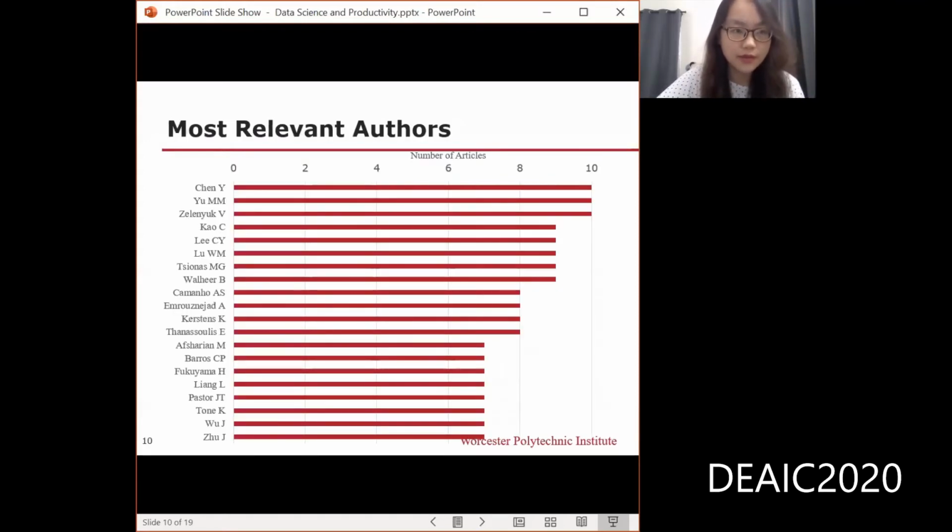We also have a list of the most relevant authors. These authors published the highest number of articles out of these 533 articles in our data set. There are 3 authors who published 10 articles, followed by the next 5 authors who published 9, and then the next 4 authors published 8 articles, and the rest of the authors on the list published 7.